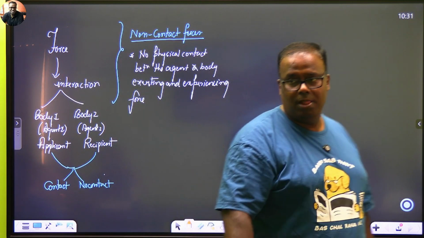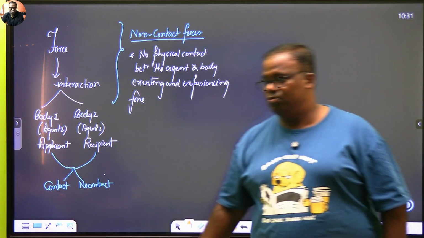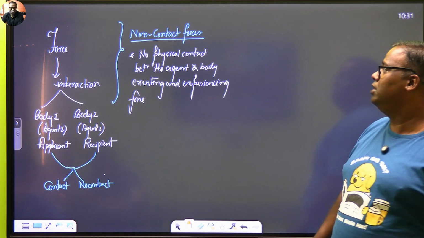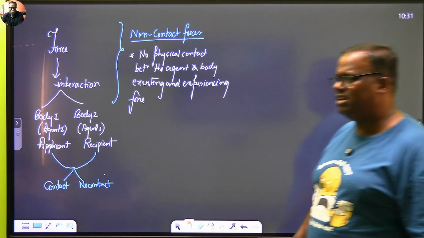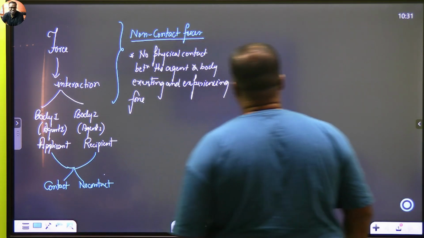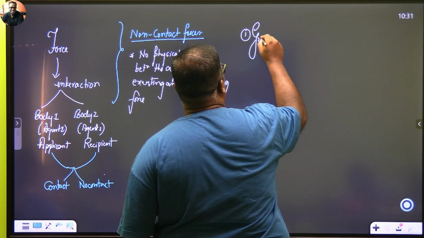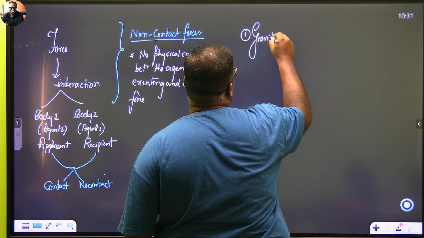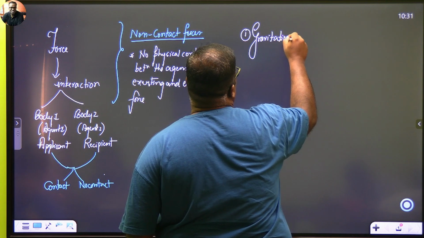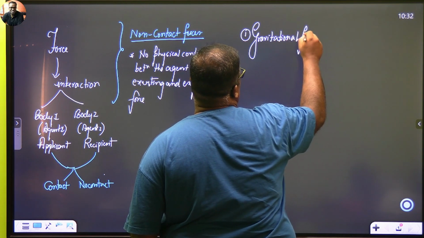Have you understood? Physical contact means there has to be a touch. Why are we studying this first? It is easy. So the first type of it that we will study is gravitational force. Now this we will study in detail in grade 9. So let's understand gravitational force.